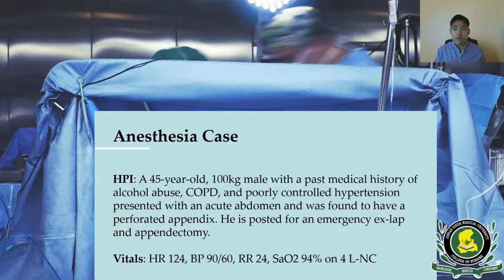So a 45-year-old 100-kilogram male with a past medical history of alcohol abuse, COPD, and poorly controlled hypertension presented with an acute abdomen and was found to have a perforated appendix. He is posted for an emergency XLAP and appendectomy. His vitals are a heart rate of 124, blood pressure 90/60, and respiratory rate of 24. So just pause for a moment and think about these questions. What are some immediate concerns regarding the patient's history, and how would this affect your anesthetic plan?